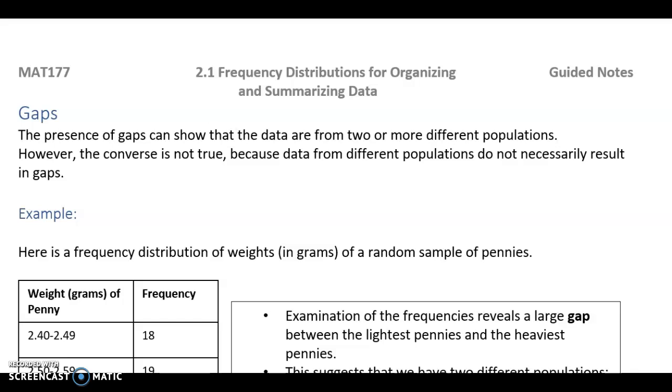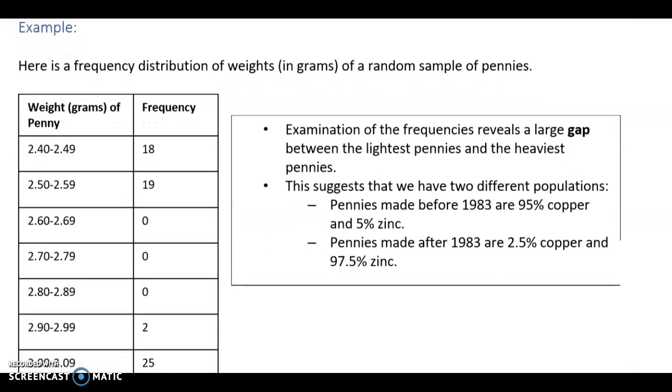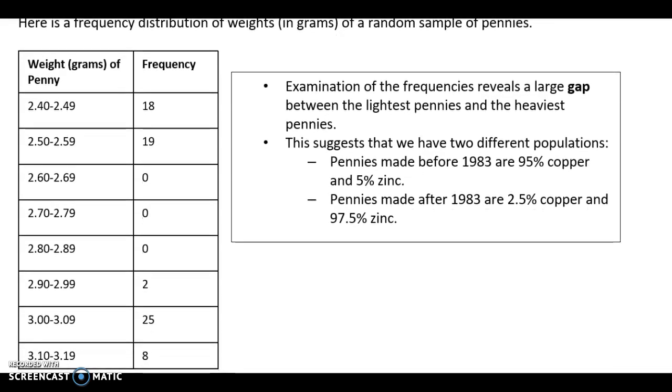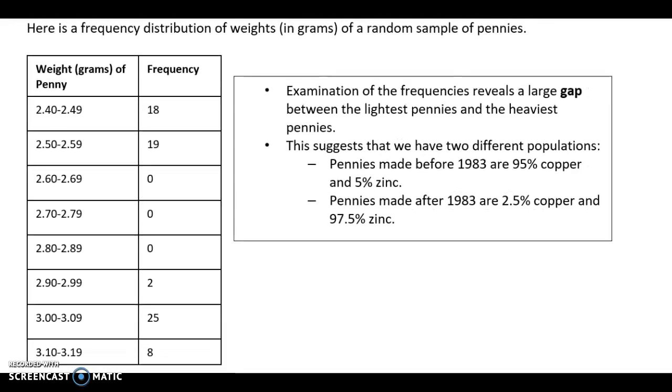Because data from different populations don't have to result in gaps. They could overlap. But here's an example to show you what I mean. We have a frequency distribution of weights of a random sample of pennies.